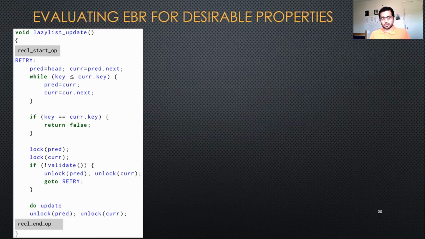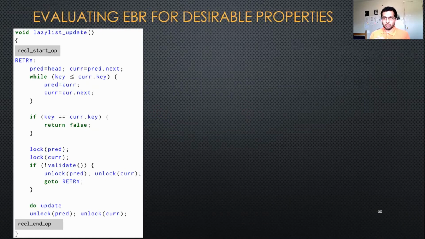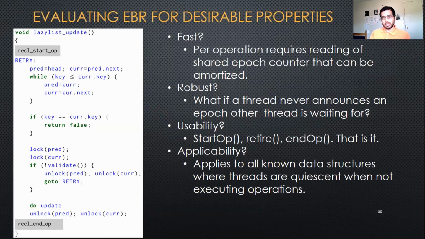Now let's see how it can be used. We'll use the same lazy list update operation. All you need to do is encapsulate a data structure operation within a start and end operation function, and you are done. So the repercussions of this way of arriving at a consensus on the desirable properties are as follows. As far as speed is concerned, since EBR does not require per-read overhead, it only has per-operation overhead, where at the beginning of the operation each thread needs to access a shared epoch variable, which it is required to announce, and periodically is also required to increment to announce a new epoch. And this can actually be amortized, and DEBRA does this excellently.